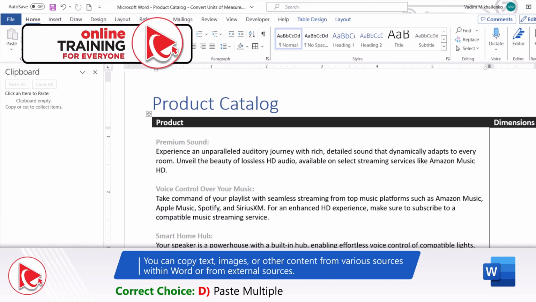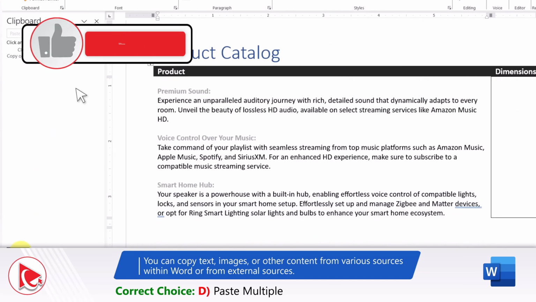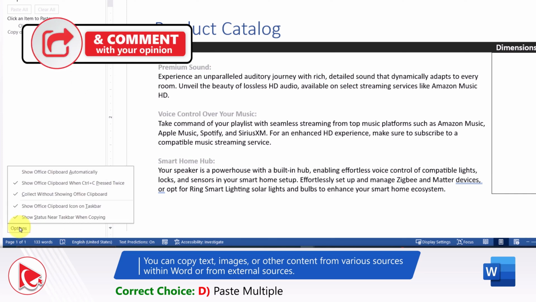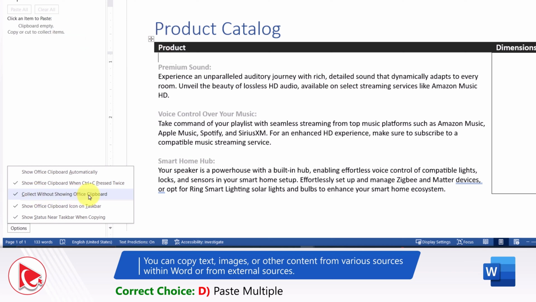As you can see, there is nothing currently in the clipboard. Let's check the options on how we can collect the data. To do this, let's click on the Options button, and you see that the clipboard will collect without showing any Office clipboard. You can also choose the options Show Office Clipboard Automatically or Show Office Clipboard when Ctrl-C pressed twice.